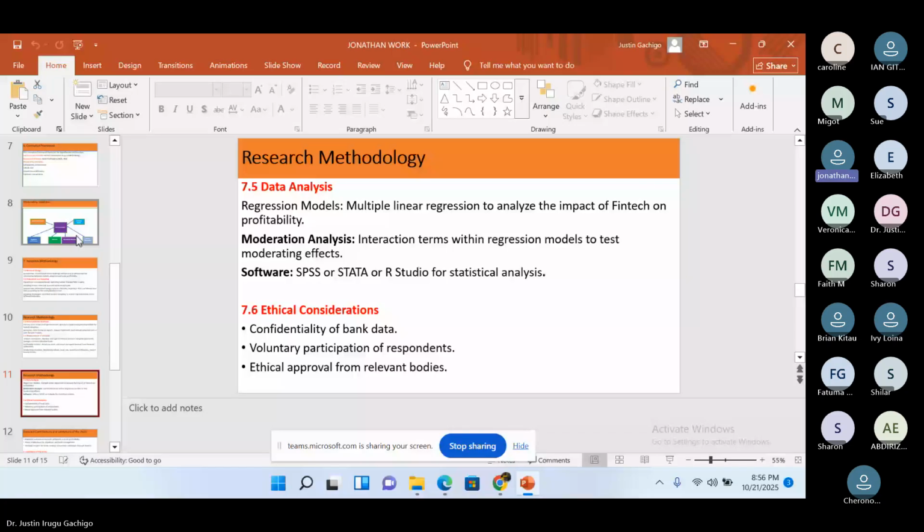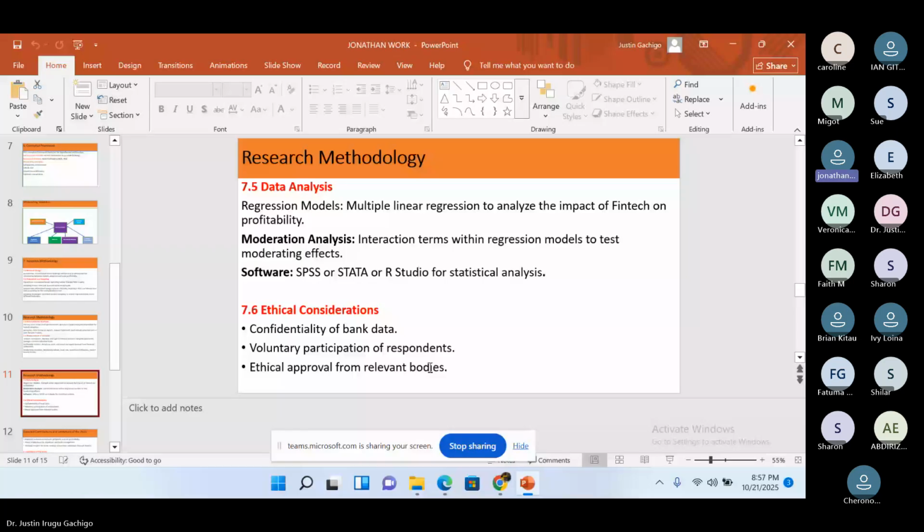Then on ethical considerations, I will ensure confidentiality of bank data that I will get. Then there will also be voluntary participation of respondents, and ethical approval from relevant bodies. Then there is also expected contribution and limitations of the study.